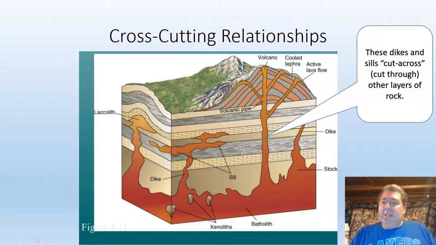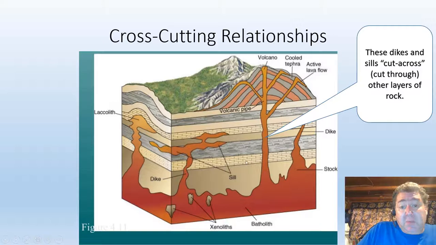These are known as dikes. Dikes are things that cut across, and sills go almost parallel with the bedding. So these dikes and sills cut across or cut through these other layers of rock. Therefore, this must be younger. How do we know that? Because you can't cut through this rock if this rock's not there.